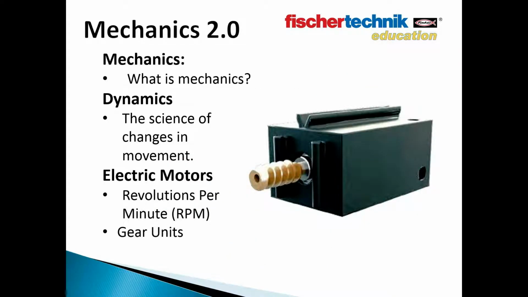Topics addressed by the Mechanics 2.0 set include the following: understanding the concept of mechanics, the effects and forces which affect rigid and moving bodies. Dynamics. When machines or gears are set in motion, they are referred to as being dynamic. Dynamics describes the change of the movement variables such as the rotation of the shaft. Electric motors. Students learn how electric motors are used in machines and also about revolutions per minute and gear units.